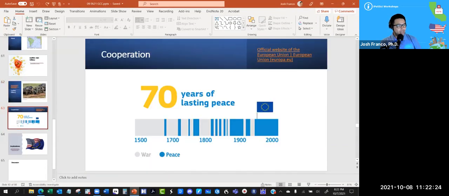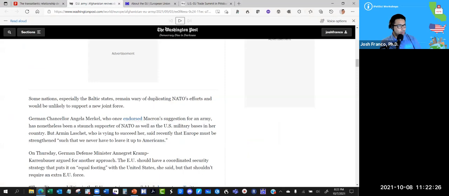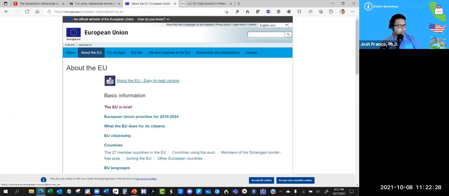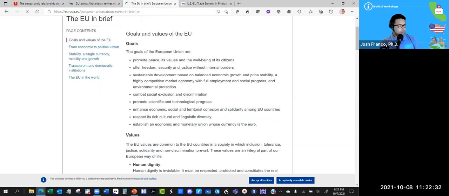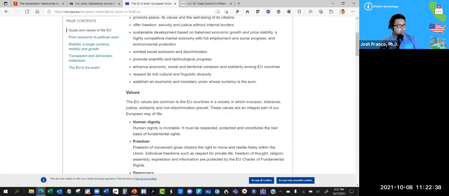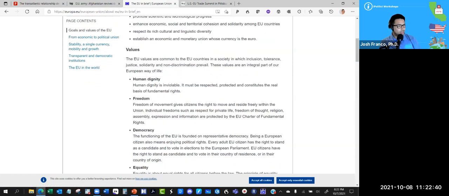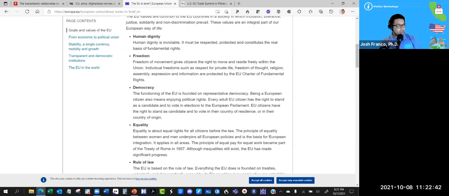And this is highlighting the EU. So we'll go ahead and talk a little bit more about this cooperative organization. And let me go ahead and pull up this part of the site. So the EU has goals like they want to promote peace and freedom and sustainable development and combat social exclusion and discrimination. These are their stated values as a bloc.